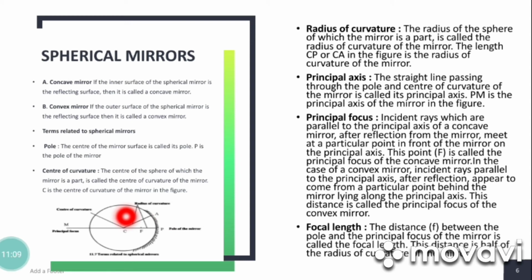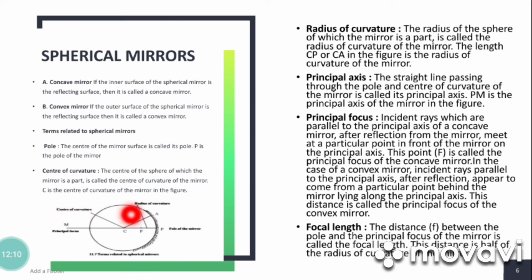Center of curvature. The center of the sphere of which the mirror is a part is called the center of curvature of the mirror. C is the center of curvature of the mirror as shown in the figure. Radius of curvature. The radius of the sphere of which the mirror is a part is called the radius of curvature of the mirror. That is from the center of curvature to the pole of the mirror or from the center of curvature to any point on the mirror. The length CP or CA in the figure is the radius of curvature of the mirror.